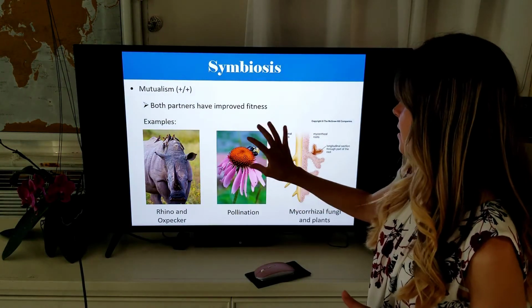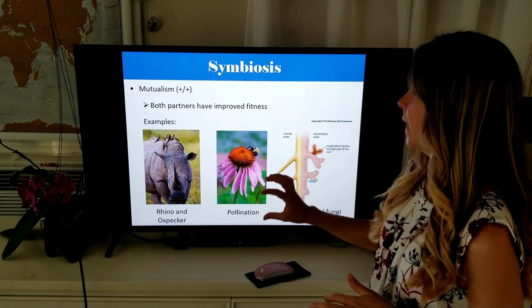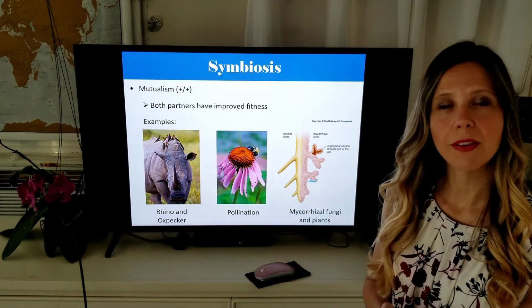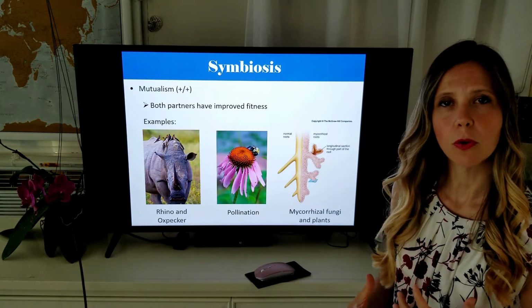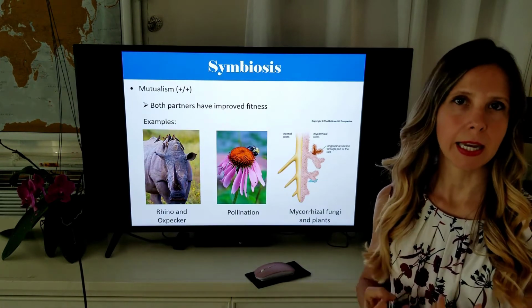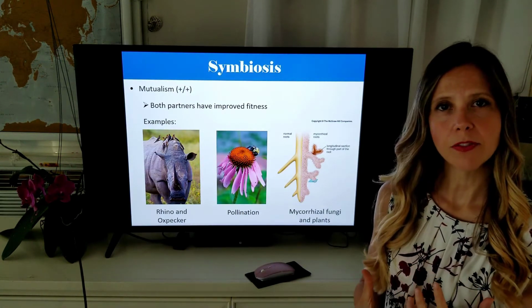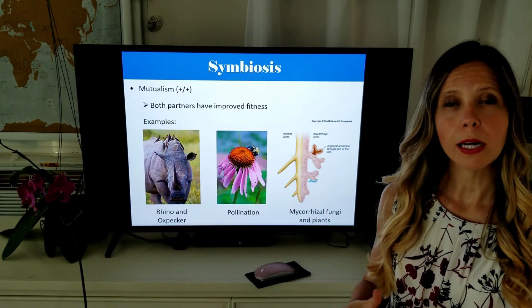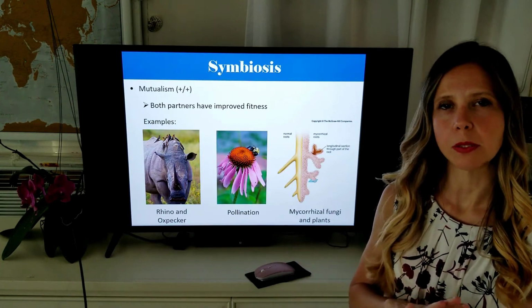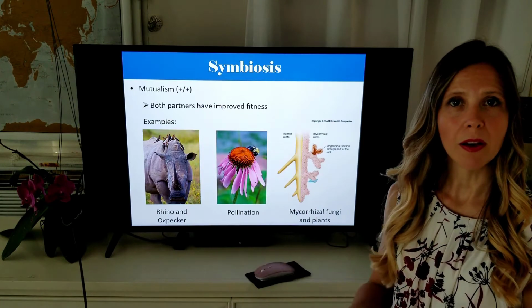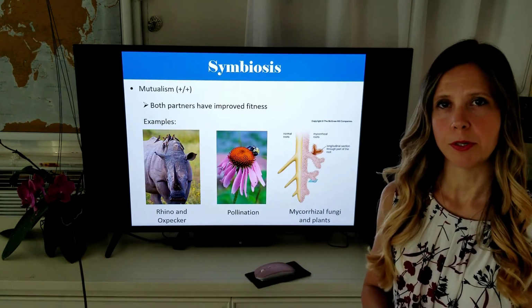Let's have a look at this example over here. So we have a flower with some kind of insect acting as a pollinator. So of course the insect is gaining food, it's gaining nectar from that plant, and the flower is gaining reproduction because its pollen is being spread to a nearby flower, allowing it to reproduce.